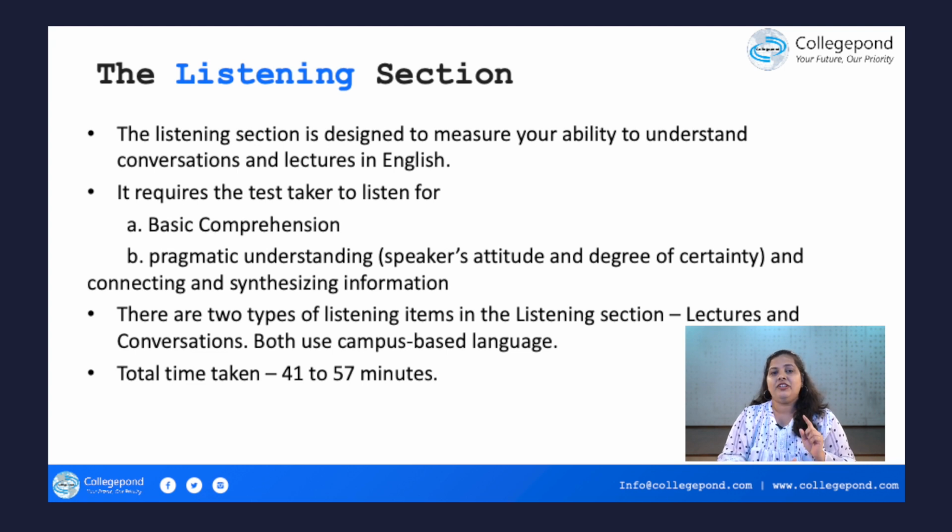Please understand that there are two types of listening questions. You will find an audio file which is usually a conversation between two people. You may also find an audio file which is like a lecture given by a professor. So you will have to get used to both these types of audio files. Your total time would be somewhere around 41 to 57 minutes for the section. Now let's delve deeper into each of the question types of listening.